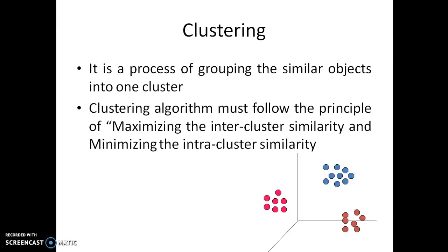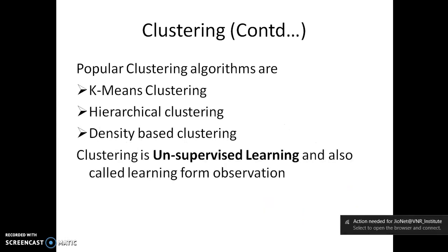The next data mining task is clustering, in which we group similar objects into one cluster. In this picture you can see the different clusters. There are three groups, and any clustering algorithm works on the principle of maximizing the intercluster distance and minimizing the intracluster distance. All the objects within a cluster must have similar features when compared to the objects of other clusters.